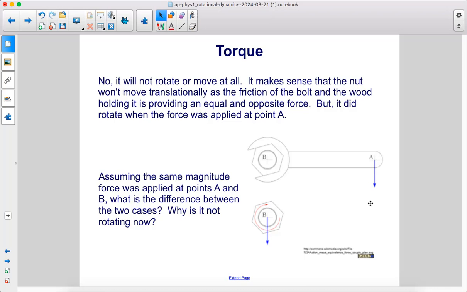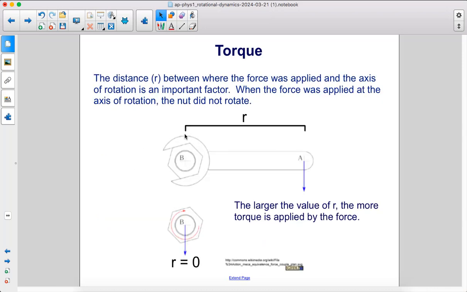Assuming the same magnitude force was applied at points A and B, what is the difference between the two cases? Why is it not rotating now? The distance, r, between where the force was applied and the axis of rotation is an important factor. When the force was applied at the axis of rotation, in case B, the nut did not rotate. And the larger the value of r, the more torque is applied by the force.